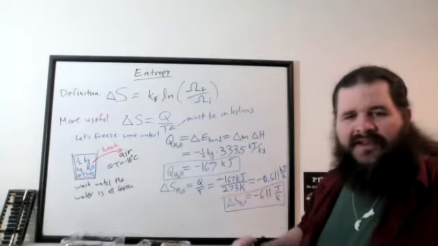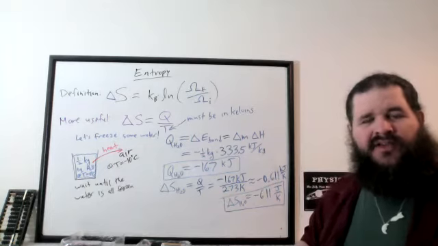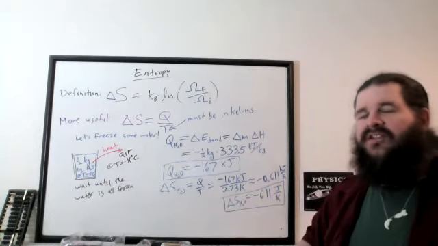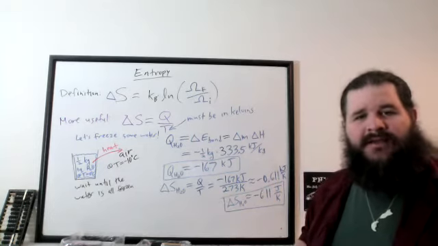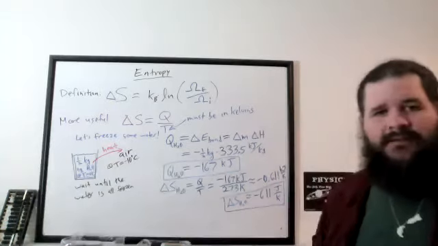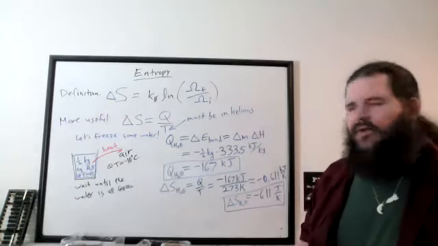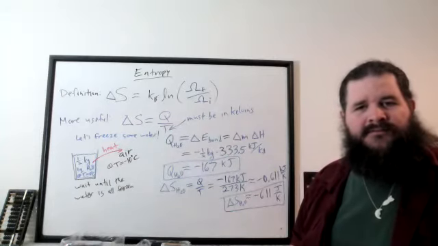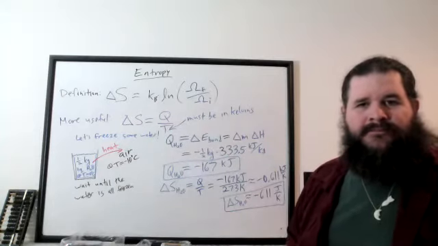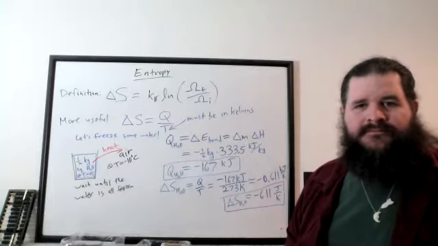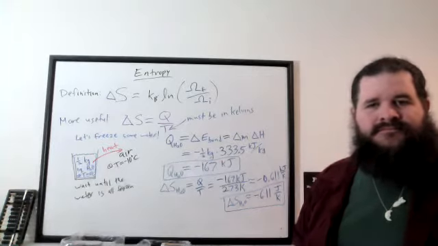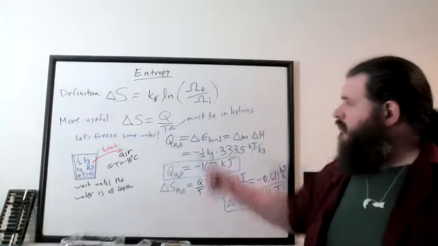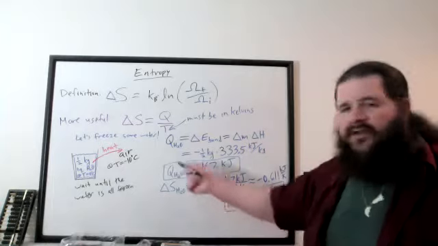During this process, as the water freezes, the water is losing 611 joules per Kelvin of entropy. The water's entropy is decreasing. And going back to the original definition, what does a decrease in entropy represent? Yeah, fewer accessible microstates. It's happening because we're removing entropy.